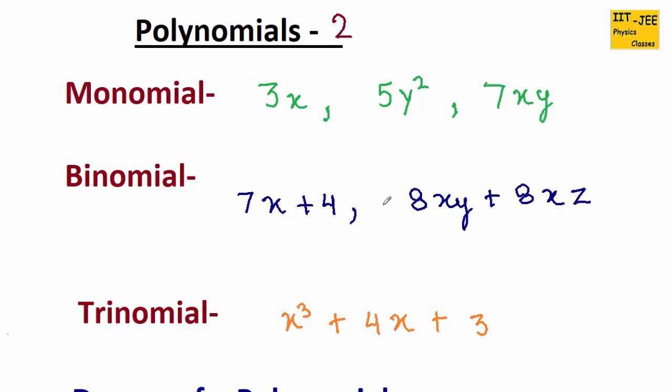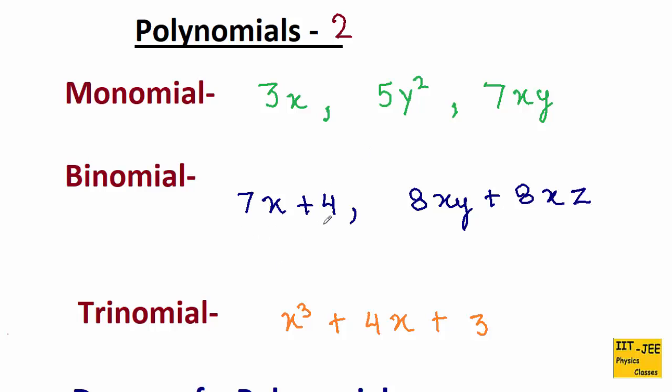Here we are going to discuss polynomials. This is part 2. There are three kinds of polynomials based on the number of terms, like monomial. Mono means one term only. 3x is a monomial, 5y square is a monomial, 7xy is also a monomial because they have only one term.